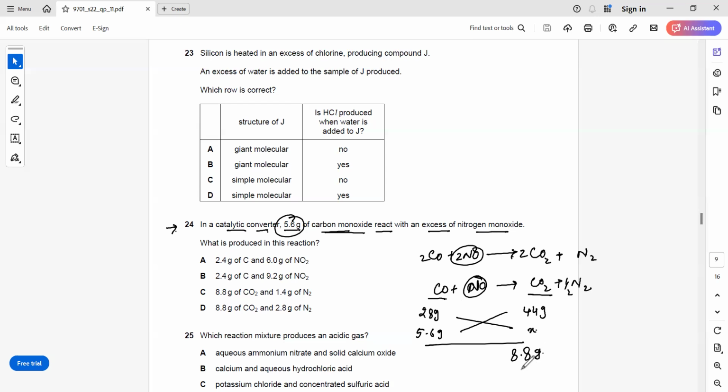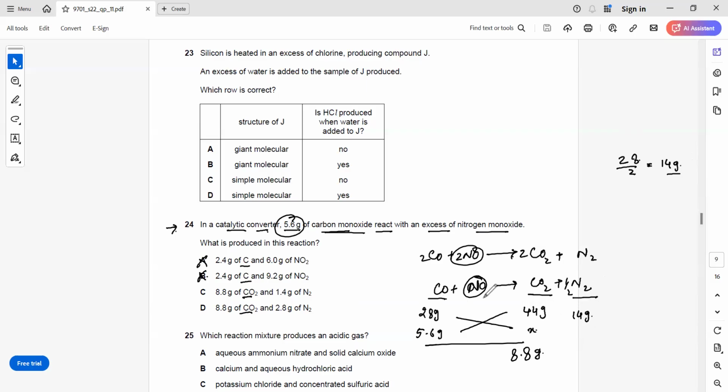8.8 grams, right? So option A is not correct because they are saying 2.4 gram of carbon, so no carbon in our products. So 8.8 gram of CO2 and 8.8 gram. So either C or D. So now let's find out the mass of nitrogen. So how many grams of nitrogen? Half N2 means half of 28, that is 14 grams here.